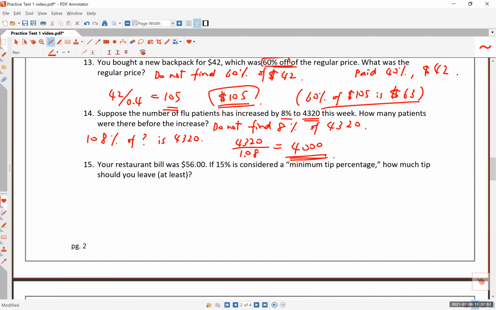Number 15, your restaurant bill was $56. If 15% is considered a minimum tip percentage, that's sort of, you know, maybe that was an accepted percent. Maybe it's higher now. But if you were to add 15%, how much tip should you leave at least? Okay, so the question now is, what is 15% of 56, right? So really, all you have to do is to multiply 56 by 15%. You can do this on your calculator. The answer is $8.40. That would be the 15% tip for $56.